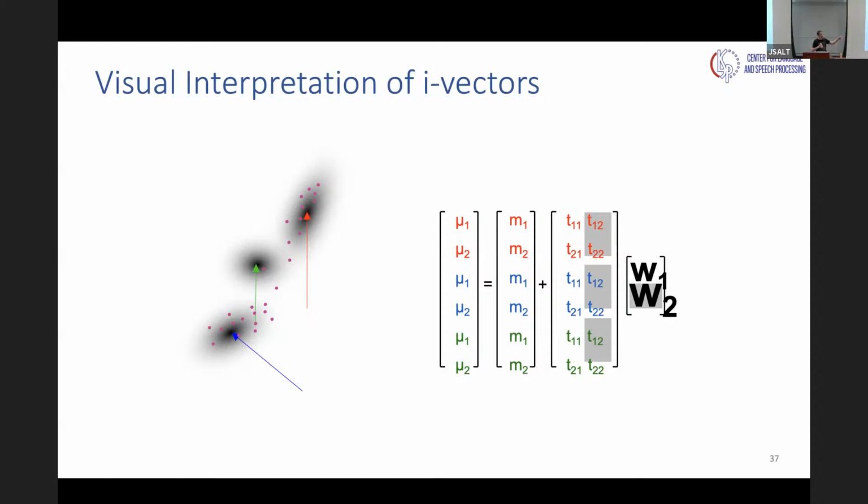From W1 and W2, you could calculate where the Gaussians for that utterance are. But actually, we usually don't care about that. We just care about W1 and W2 because that's my embedding that I'm going to use to do speaker recognition later. So at test time, you don't really care about the position of the Gaussians. You just care about W. Okay. Any more questions? Okay.